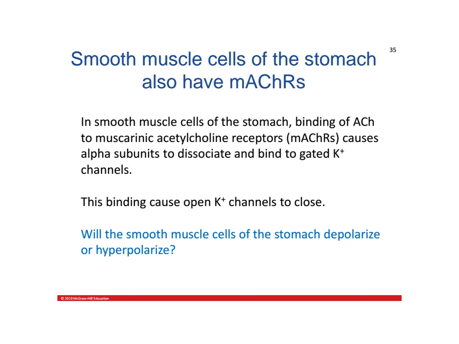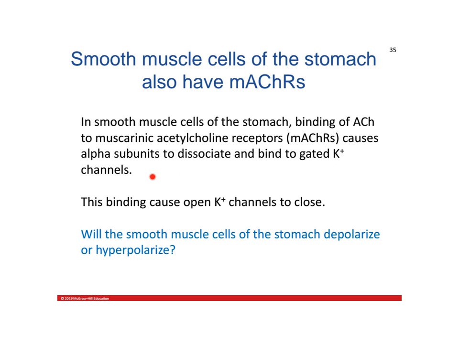Before we get into some of those details, let's talk about smooth muscle. Smooth muscle also has muscarinic acetylcholine receptors, or mAChRs. In smooth muscle cells of the stomach, binding of acetylcholine to muscarinic acetylcholine receptors causes alpha subunits to dissociate. And then these bind with gated potassium channels.